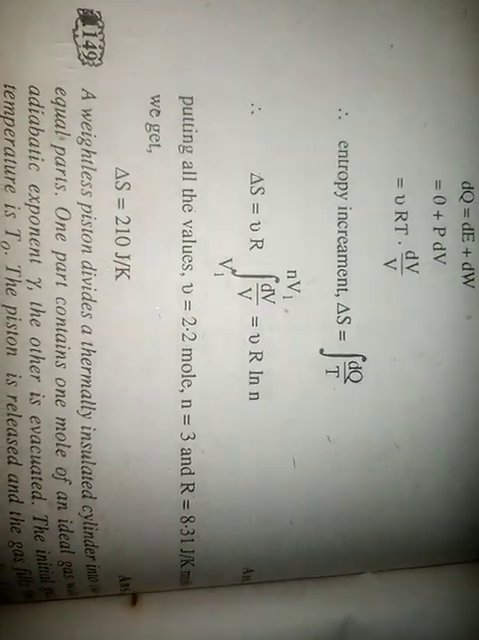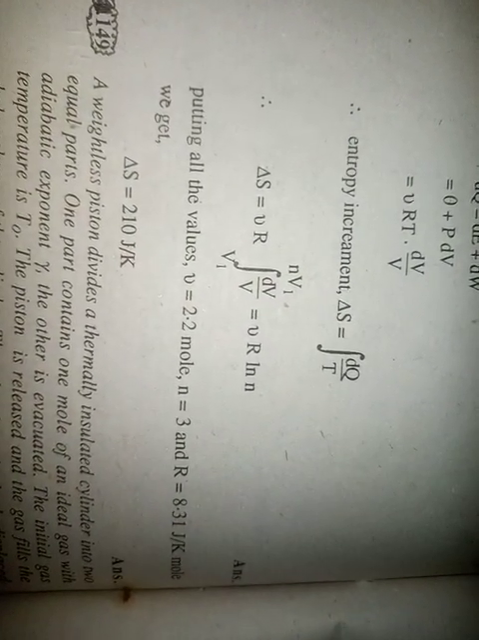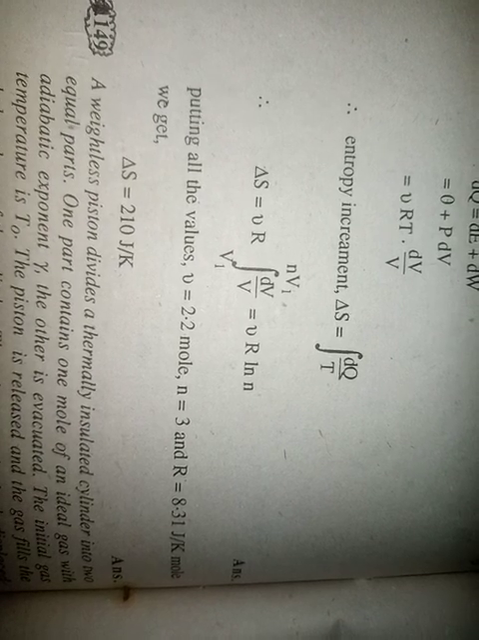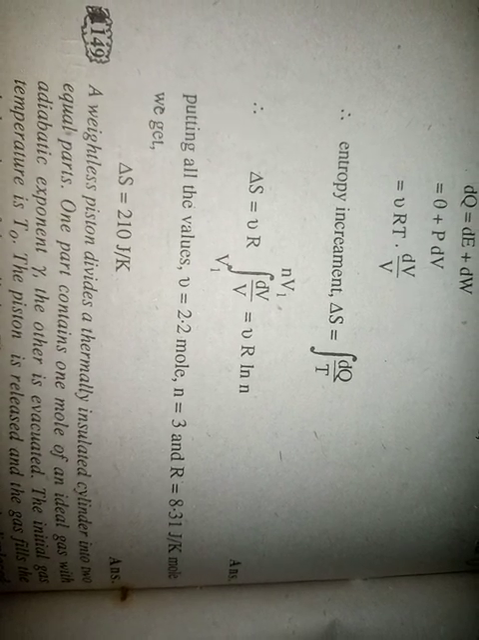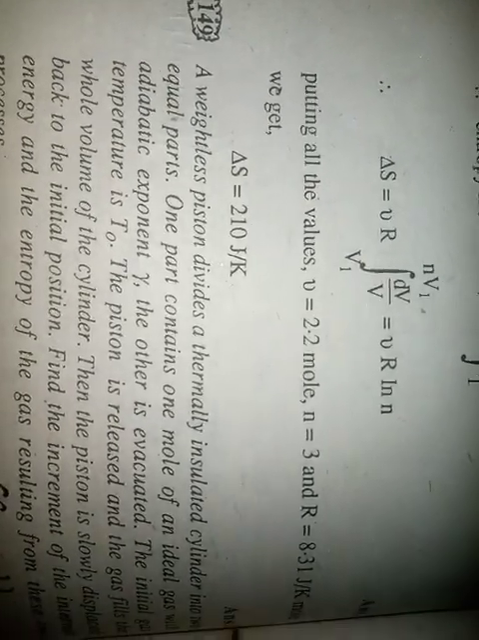Putting all the values, nu equals 2.2 mole, n equals 3 and R equals 8.31 joule per Kelvin per mole, we get delta S equals 21 joule per Kelvin.